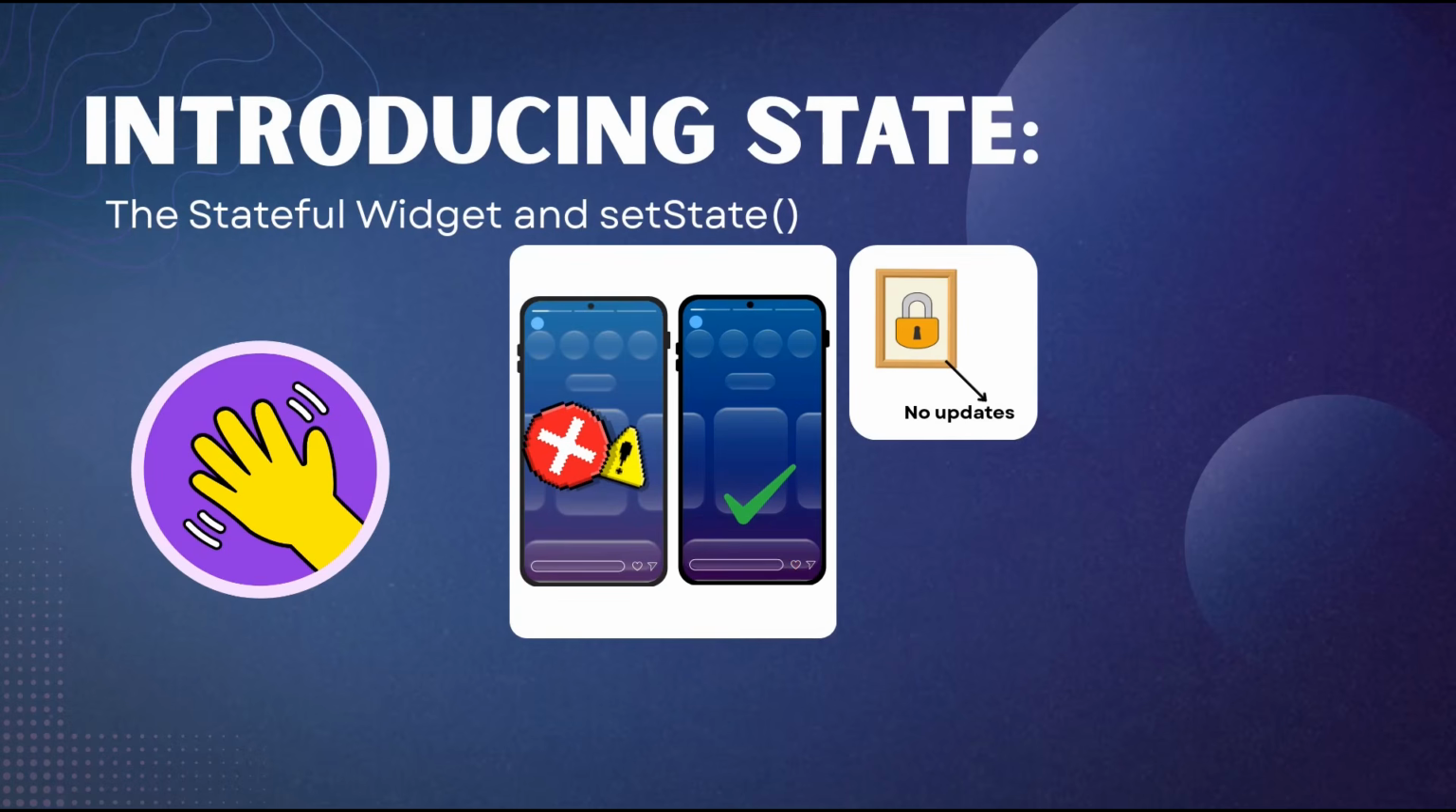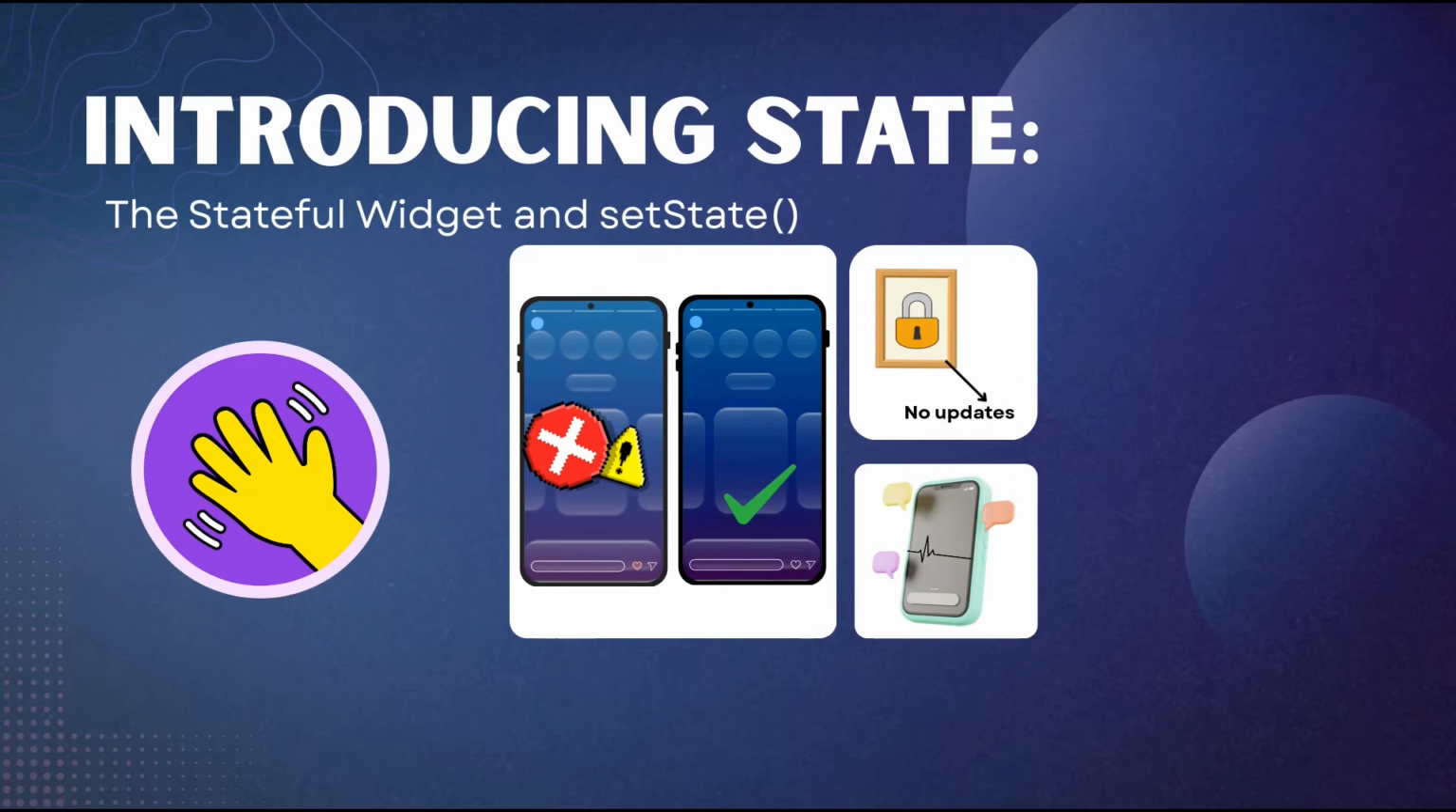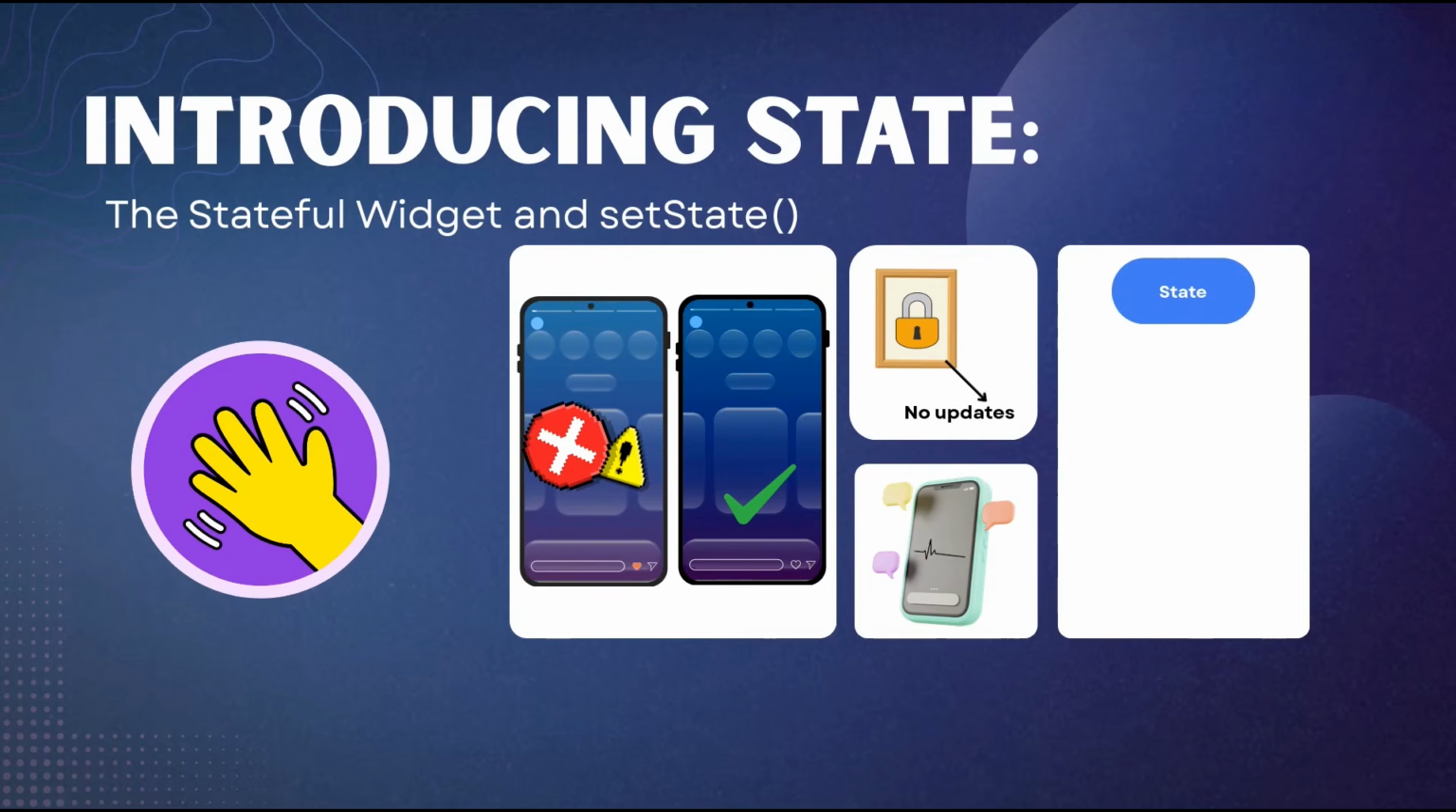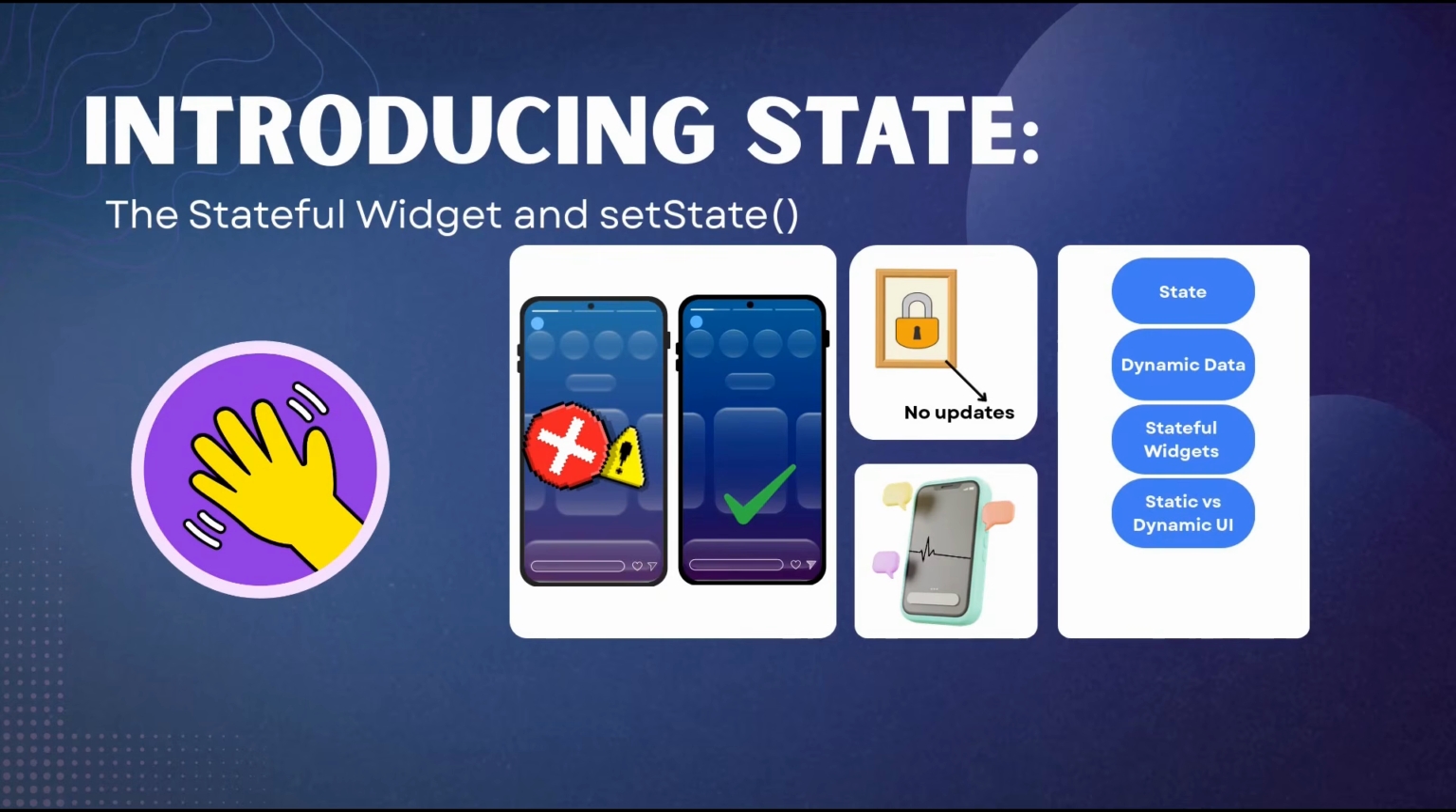But modern applications need to be alive. We need to track user inputs, timer ticks, network responses, button presses, and so forth. To do this, we need to introduce a new concept called state. Put simply, state is just the data your application needs to display at any given moment. Data that can change during the lifetime of a widget. Today, we leave the static world behind. We're going to learn about stateful widgets and the most critical method in the entire framework, the setState method.